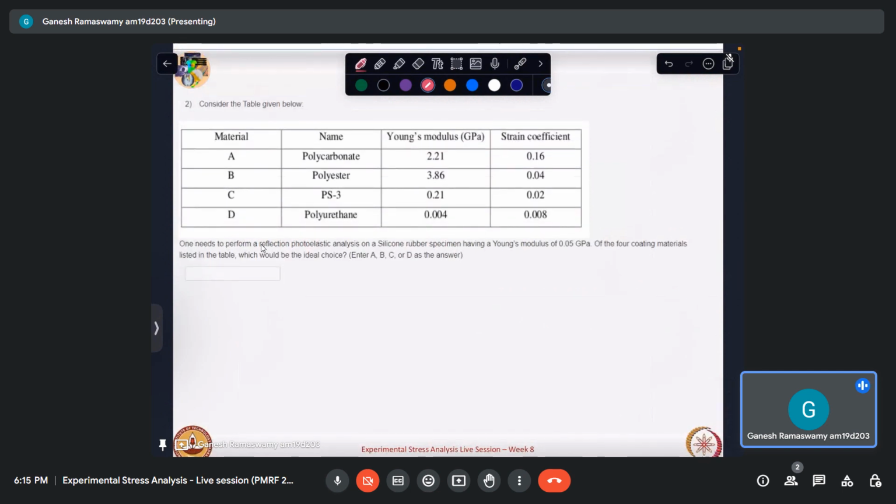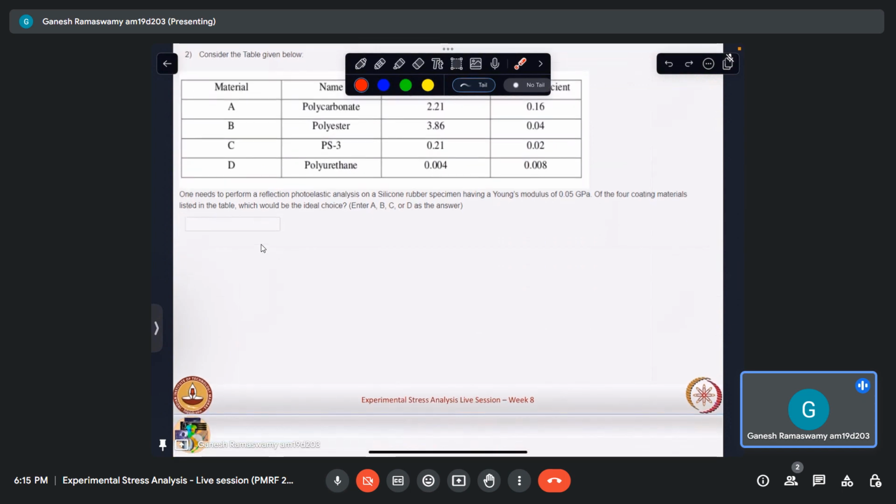Consider the table given below. So we have been given the material label as A, B, C, D. And then we have the name of the material, namely polycarbonate, polyester, PS3, and polyurethane. The Young's moduli of these materials are given here, and the strain coefficients are given. One needs to perform a reflection photoelastic analysis on silicon rubber specimen.